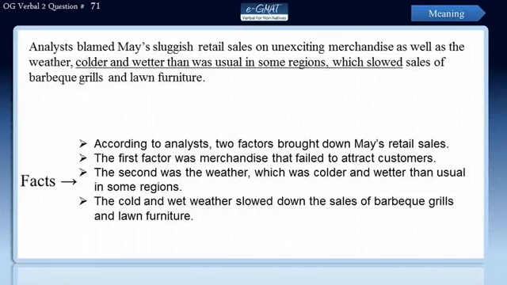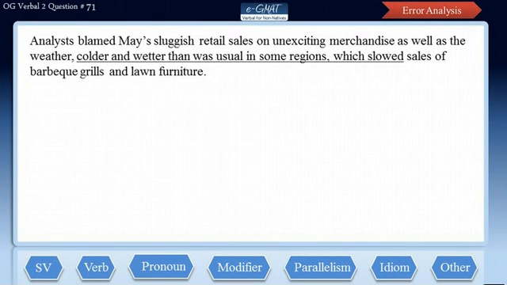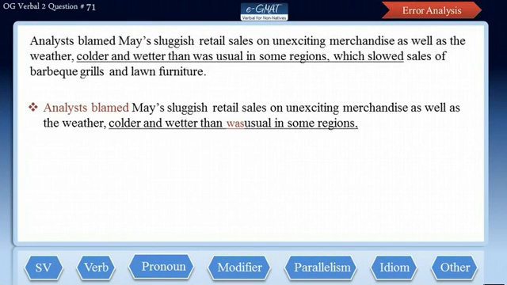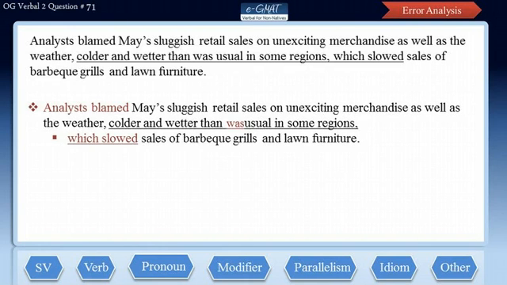Now let us evaluate the errors by splitting this sentence into its clauses. So here comes the first clause. Analysts blamed May's sluggish retail sales on unexciting merchandise as well as the weather, colder and wetter than was usual in some regions. Here analysts is the subject and blamed is the verb. Presence of which brings us to another clause that reads, which slowed sales of barbecue grills and lawn furniture. Here which is the subject and slowed is the verb.